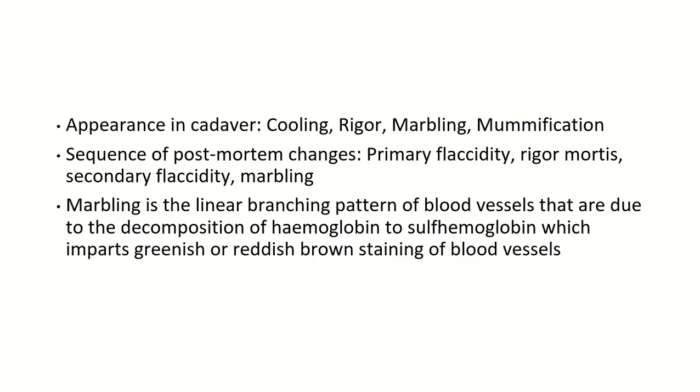Appearance in cadaver: the first will be cooling, then rigor, then marbling, and then mummification. Marbling is the linear branching pattern of blood vessels. It is due to the decomposition of hemoglobin to sulfhemoglobin, which turns the hemoglobin into greenish or reddish brown color. So the blood vessel color would be greenish and reddish brown. The sequence of post-mortem changes are primary flaccidity, rigor mortis, secondary flaccidity and marbling.